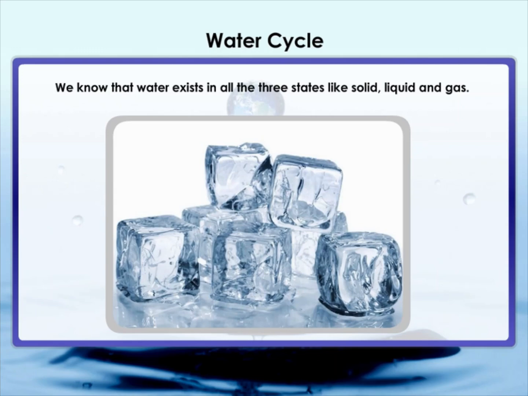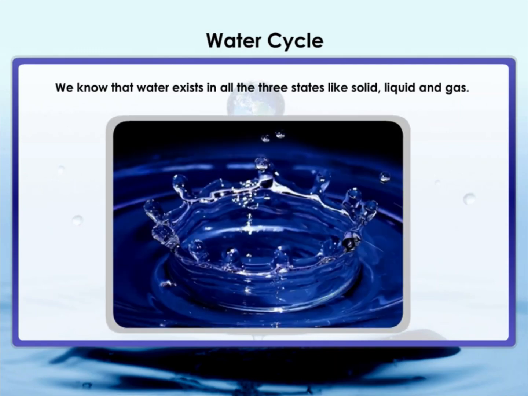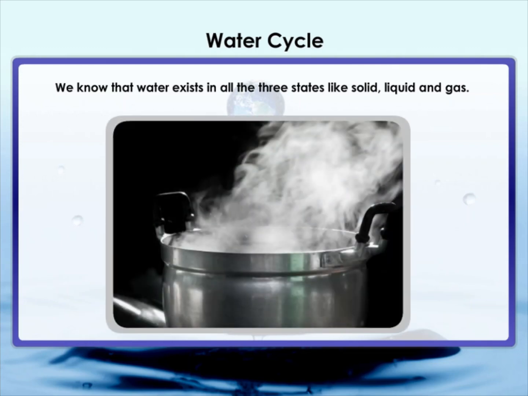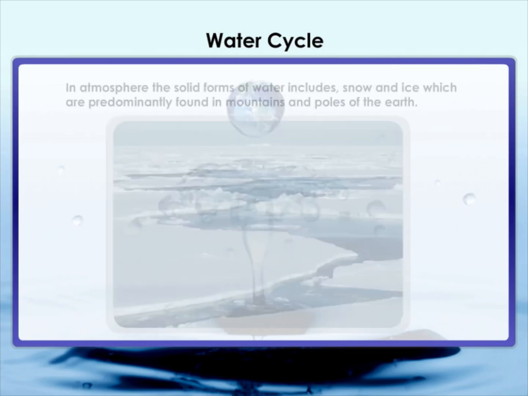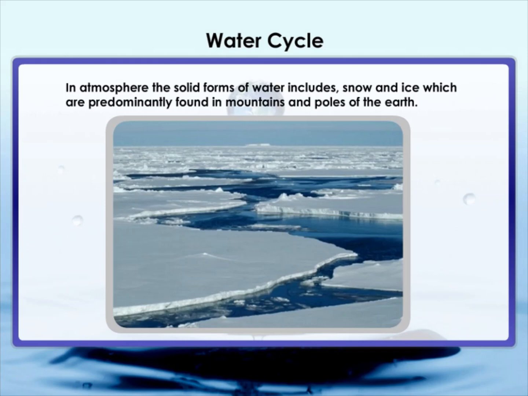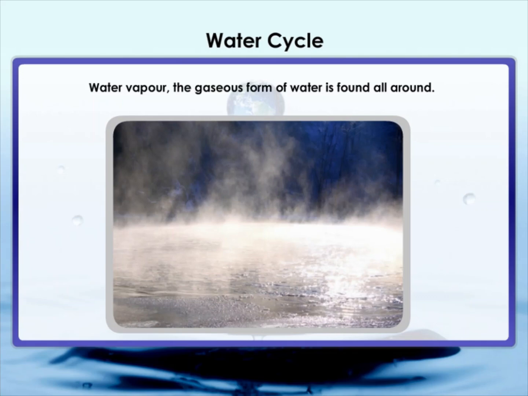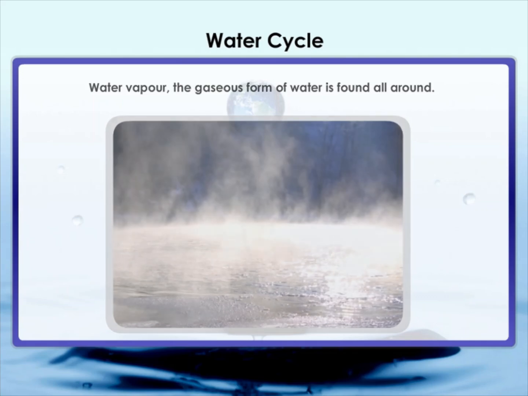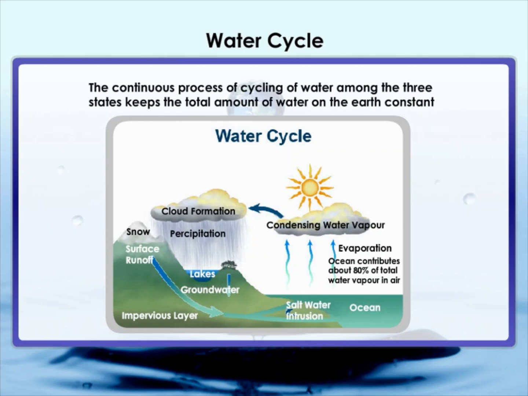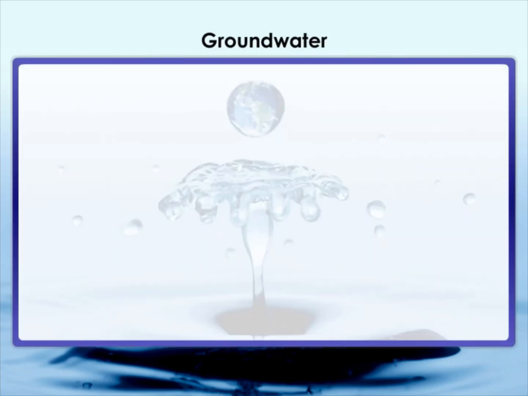We know that water exists in all the three states, like solid, liquid, and gas. In the atmosphere, the solid forms of water include snow and ice, which are predominantly found in mountains and poles of the earth. Liquid water is present in oceans, lakes, and seas. Water vapor, the gaseous form of water, is found all around. The continuous process of cycling of water among the three states keeps the total amount of water on the earth constant. Let us understand about groundwater.